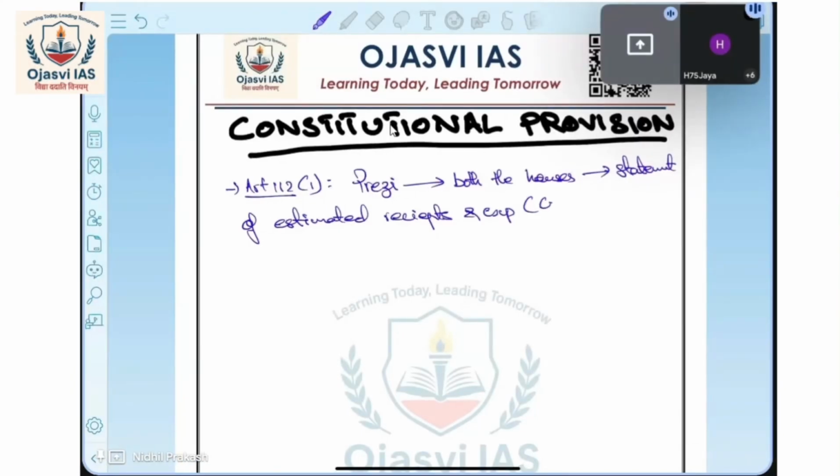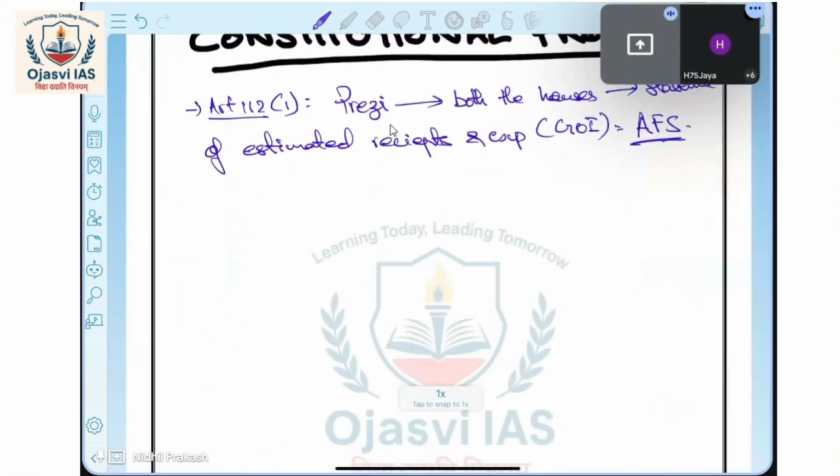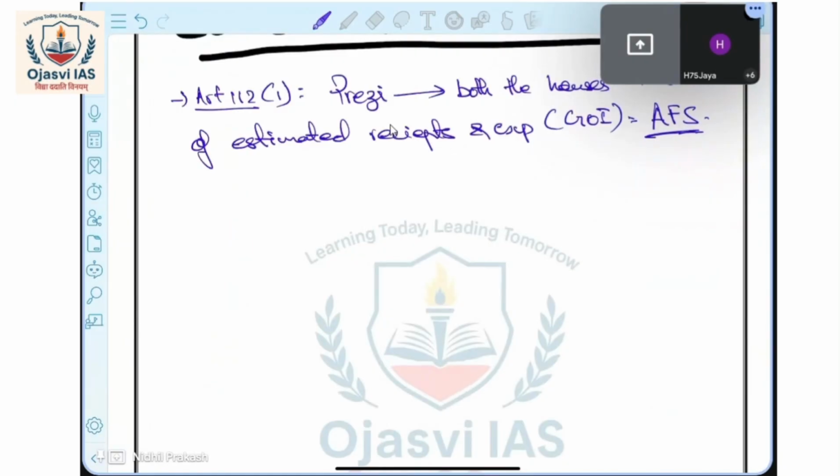Of whose? Of the Government of India, which is referred to as the annual financial statement. Understood? Article 112 is easy. There is no rocket science with regards to Article 112, Clause 1. Article 112, Clause 2.